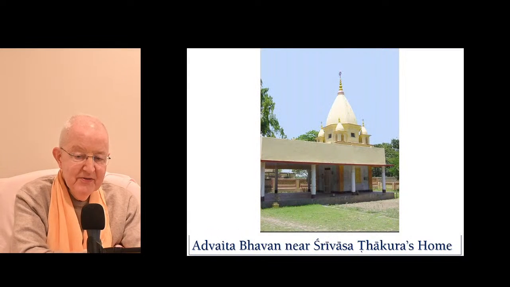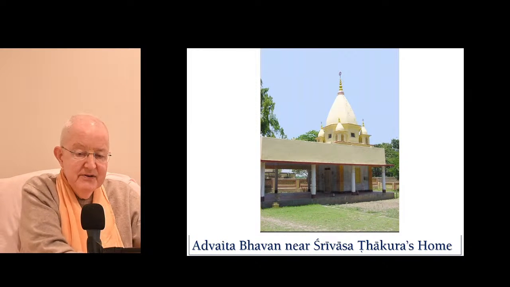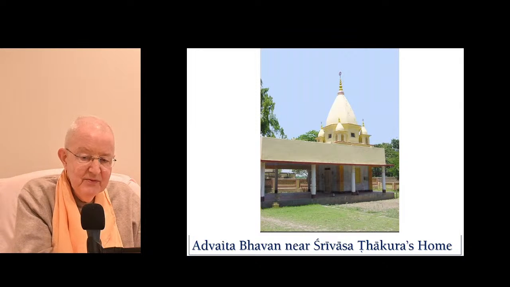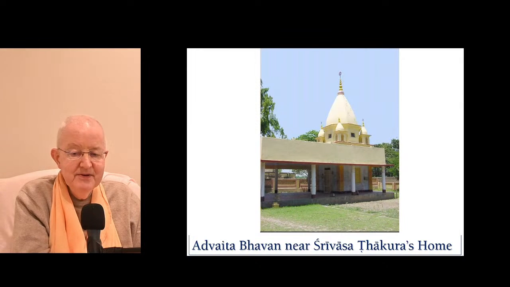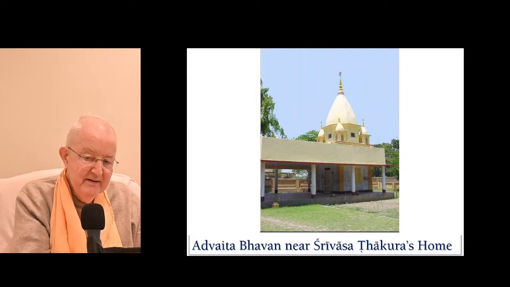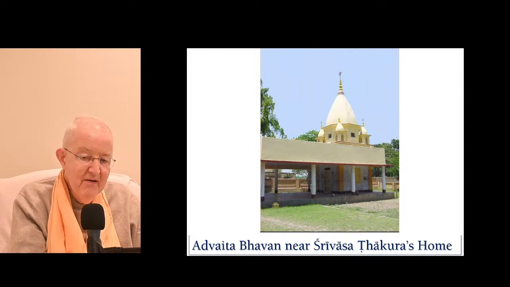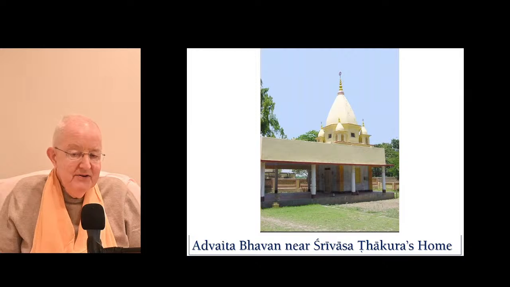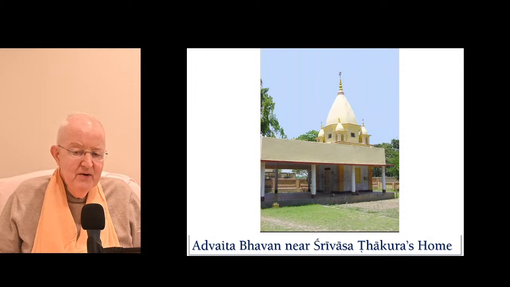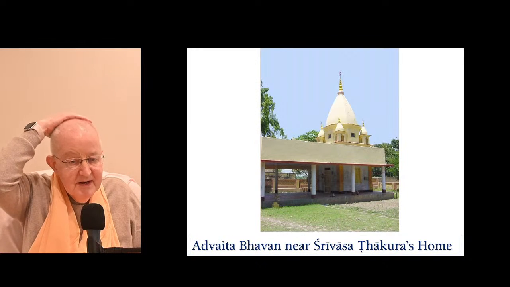After his appearance, Advaitacharya shifted his residence to what's known as Advaita Bhavan. And the Advaita Bhavan is in the same compound as Srivas Thakur's home. It's a very small place, at least the shrine that's there now is a little temple. But that's where he stayed. And so it's a walking distance from Srivas Thakur's home, walking distance from Chaitanya Mahaprabhu's home.